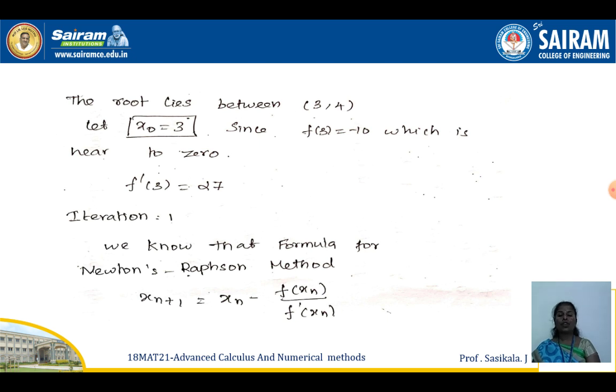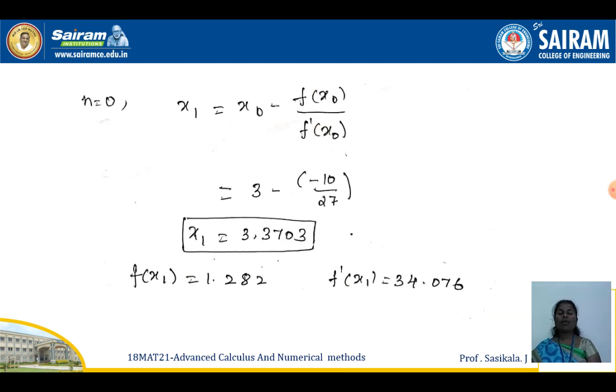We already know the formula for Newton-Raphson. It is xn plus 1 is equal to xn minus f of xn by f dash of xn. So now I can replace n is equal to 0 to get my first iteration. x1 is equal to x naught minus f of x naught by f dash of x naught, which is equal to 3 minus of minus 10 by 27. So I can get my x1 value by using the calculator.